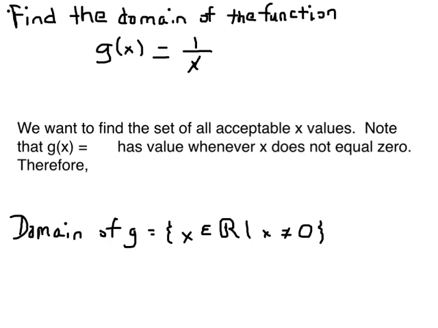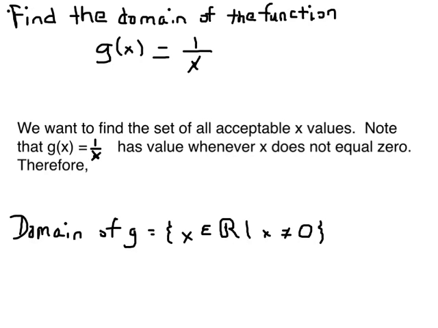All right, this one is also a little bit different. It says find the domain of the function g of x equals 1 divided by x. Now we want to find the set of all acceptable values for x. And notice that the function g of x equals 1 over x has a value whenever x doesn't equal 0, because you can't have 1 divided by 0.